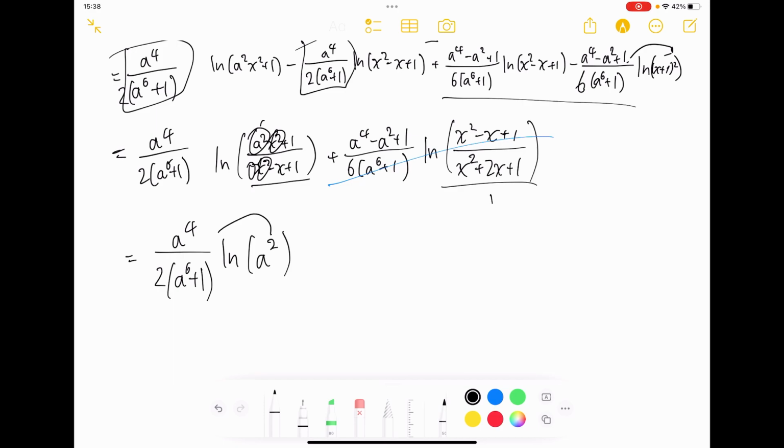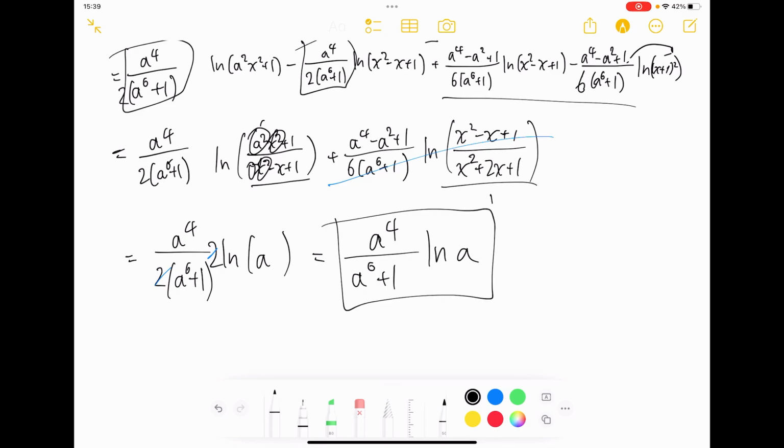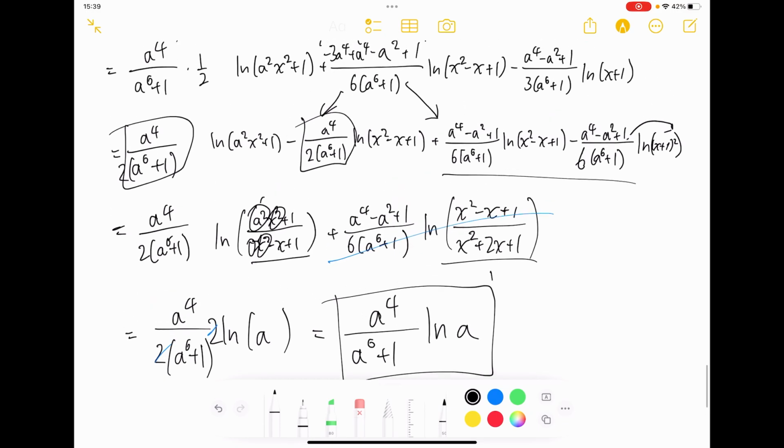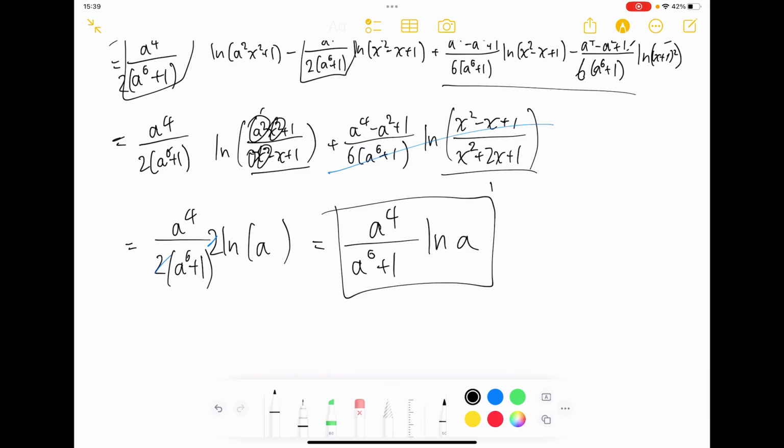And of course that squared can be thrown back out to the front, becoming a 2 here, and that cancels out with the 2, and that leaves us with a^4 divided by (a^6 + 1) times natural log of a. And that is what the ln part converges to, or limits to, I guess. Wow, that was a bit of algebra there, but we still got the arctan part to do.